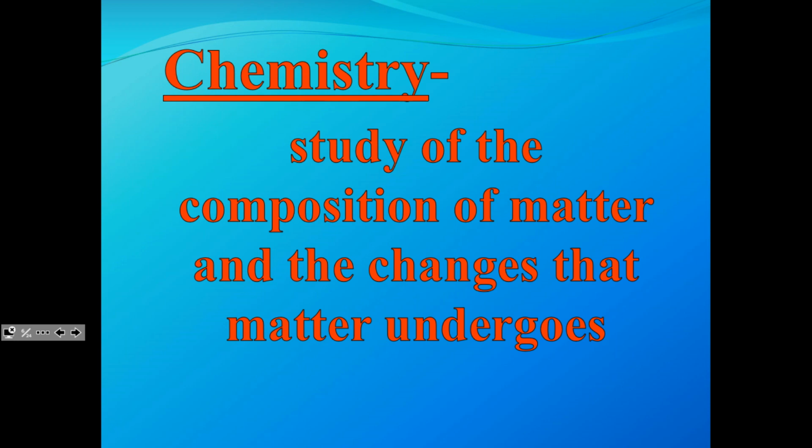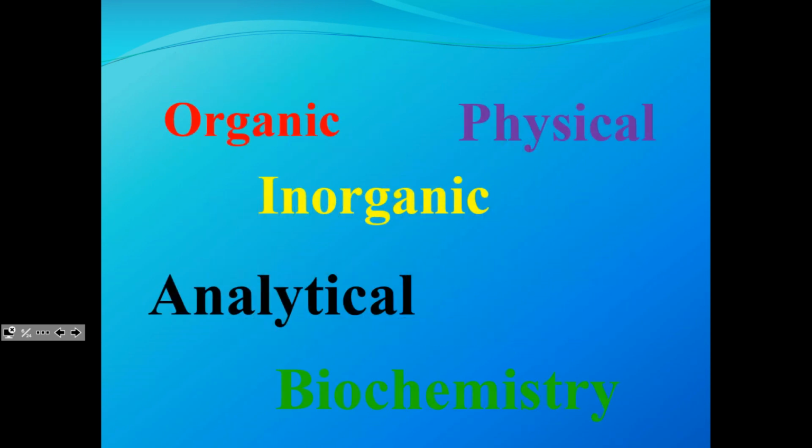Chemistry is the study of composition of matter, which is all the stuff around you, and the changes that it undergoes. We call those chemical reactions. There are 5 branches of chemistry. There are sub-branches, of course, but these are the 5 main ones. We have organic chemistry, physical chemistry, inorganic, analytical, and biochemistry. So I'd like you guys to know what each one is.